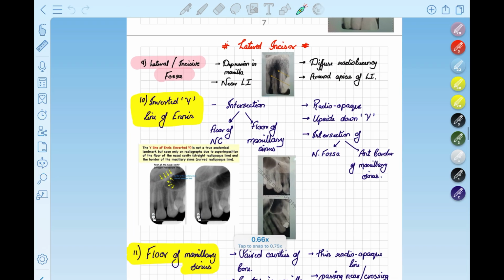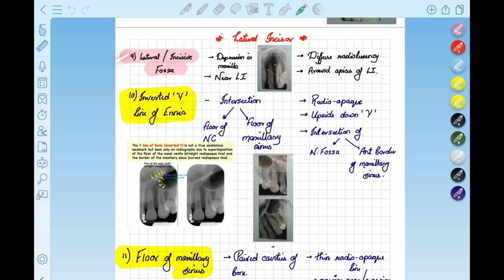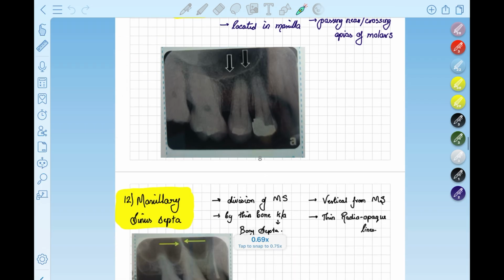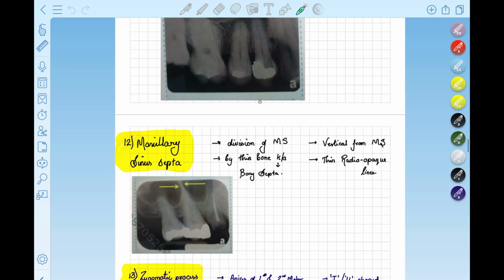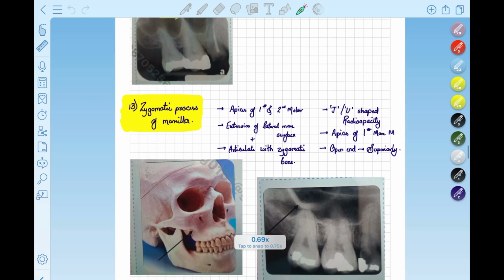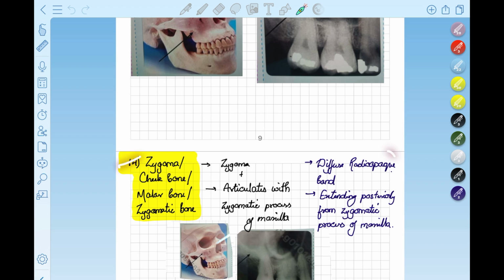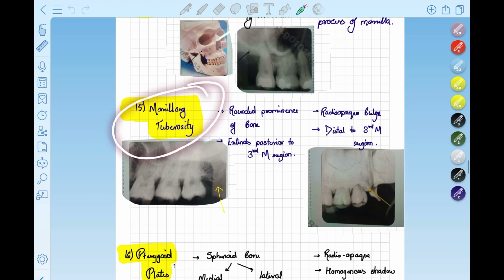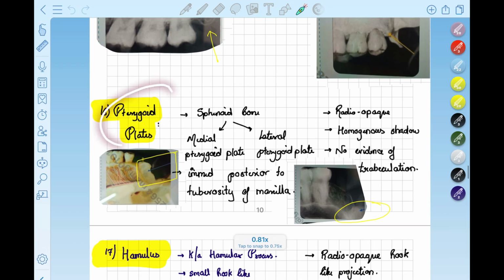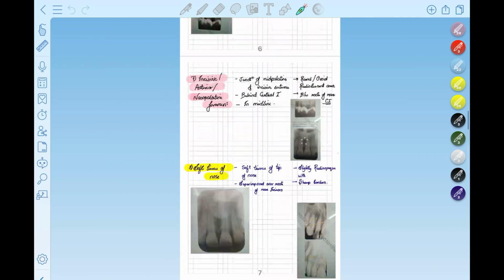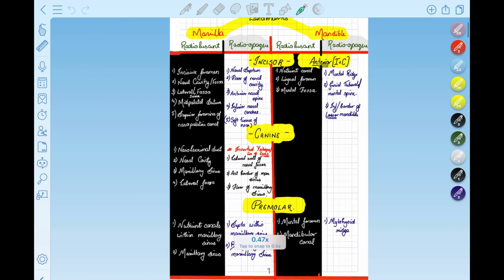of maxillary IOPA. We saw lateral or incisive fossa, which appears radiolucent, inverted Y line of Ennis, which appears radio-opaque, floor of maxillary sinus, which appears radio-opaque, maxillary sinus septa, also known as bony septa, which appears radio-opaque, zygomatic process of maxilla, which also appears radio-opaque, zygoma, which also appears radio-opaque, maxillary tuberosity also appears as a radio-opaque structure, and pterygoid plate also appears as a radio-opaque structure, and hamulus is a part of pterygoid plate, so it also appears as a radio-opaque structure. These were the structures seen in the maxillary IOPA, which are of clinical importance.